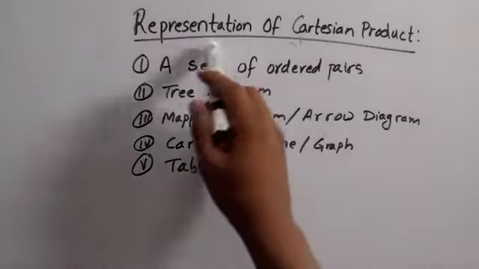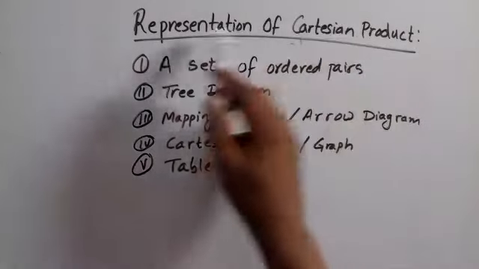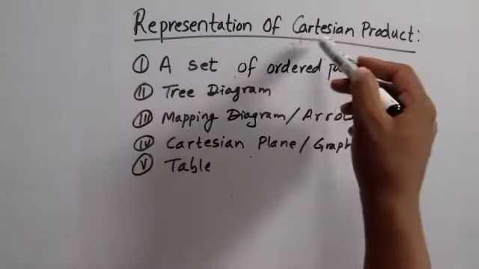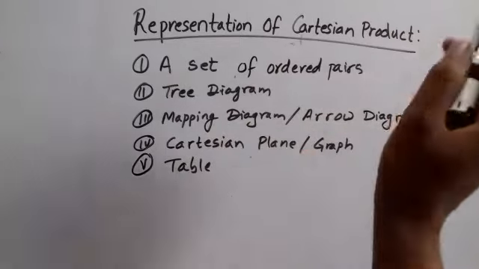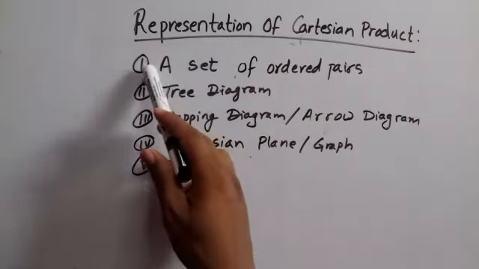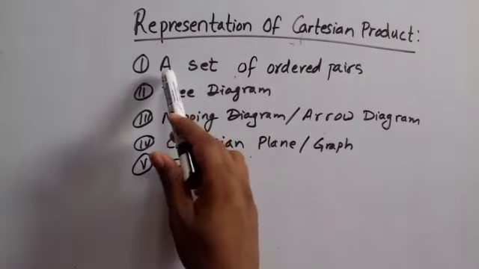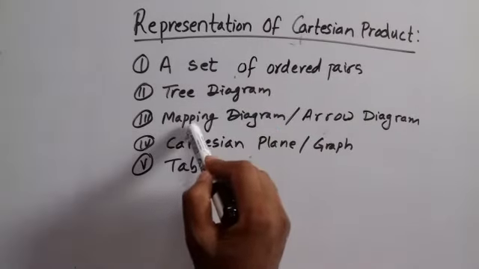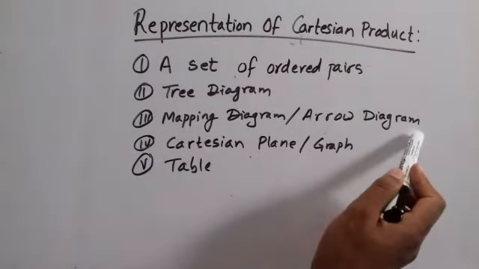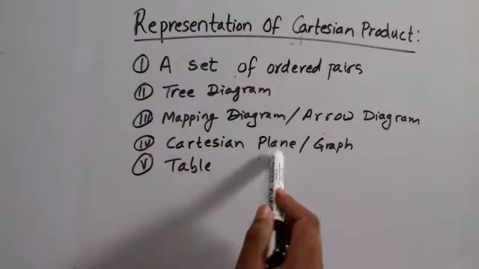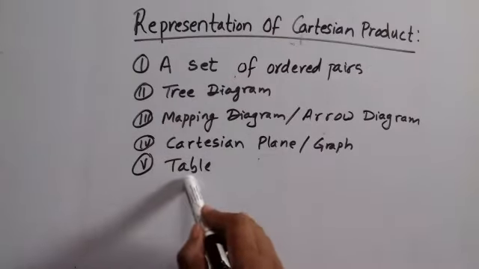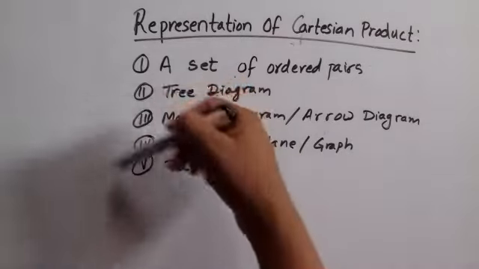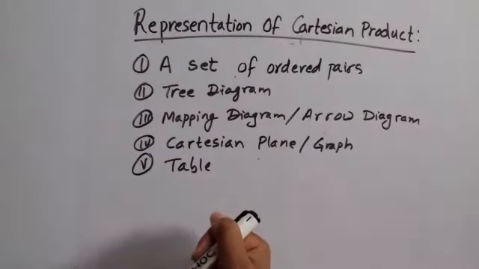Now we are going to study representation of Cartesian product. Representation means showing. It means how we can show Cartesian product. We can show Cartesian product in 5 different ways. They are in the form of a set of ordered pairs, in the form of tree diagram, in the form of mapping diagram or arrow diagram, in the form of Cartesian plane or graph, and in the form of table. Now we will study each of them along with examples.